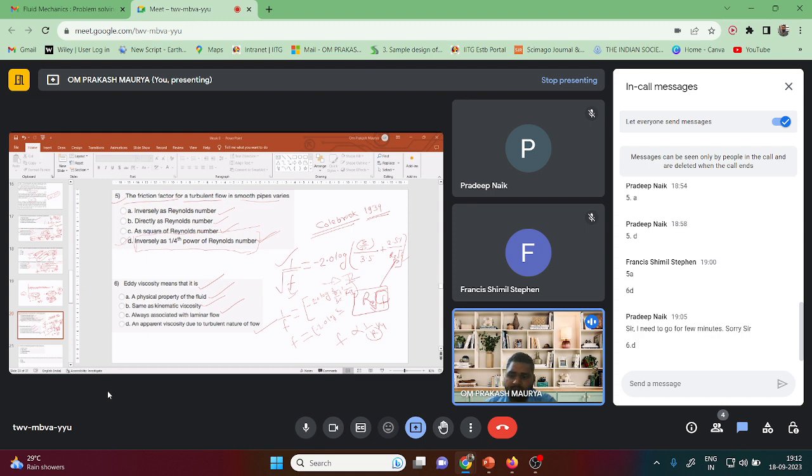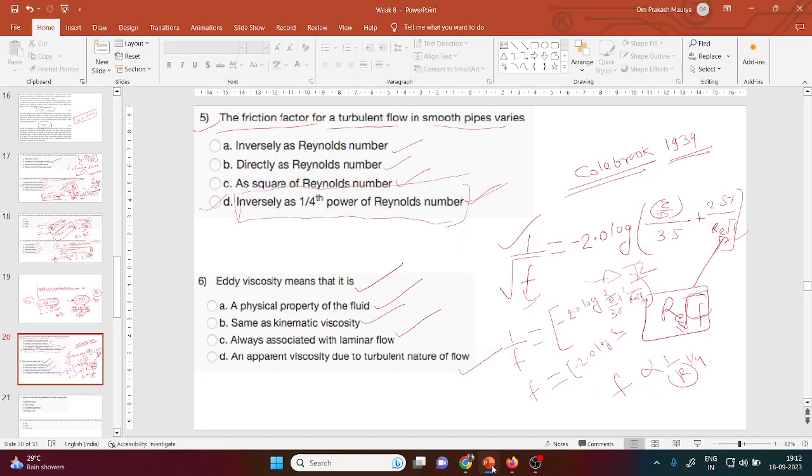So now we'll start again. Yes, question number 6, option D is correct. The eddy viscosity means, but now I want to give some concept.